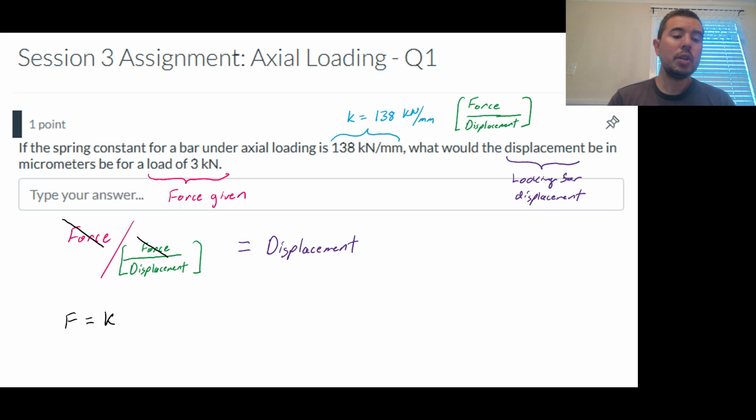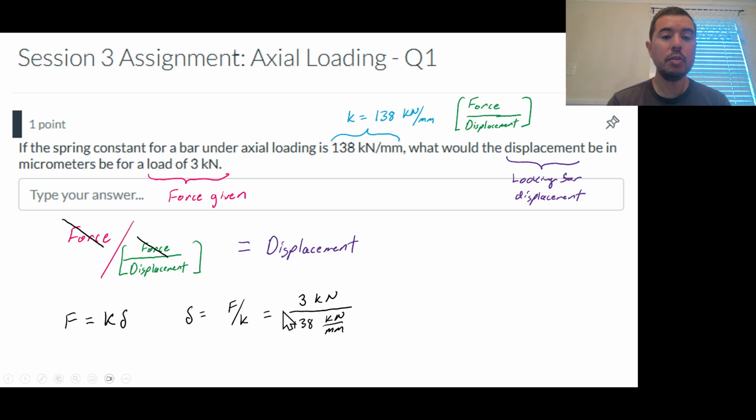If we use what we've been talking about, though, with the relationship given by Hooke's law, so force equals K delta, we're going to use this variable a lot in the class. And we rearrange things, we get that delta is equal to force over K, and we can plug in the 3 kilonewtons and the 138 kilonewtons per millimeter. And what are we going to get? We're going to get a displacement. This displacement is 0.0217, so 3 divided by 138, right? So that's a couple percent. That looks about right. But we have these units in millimeters.